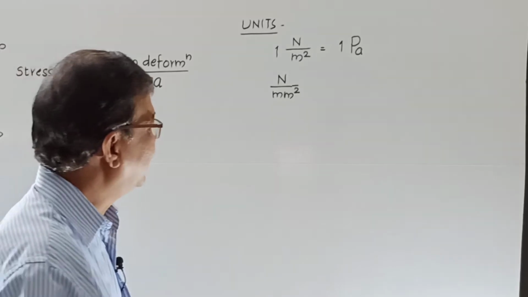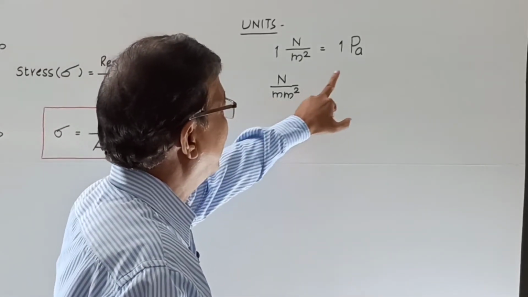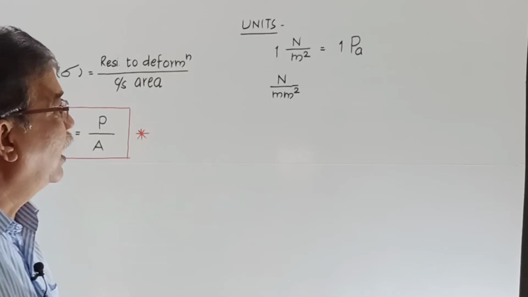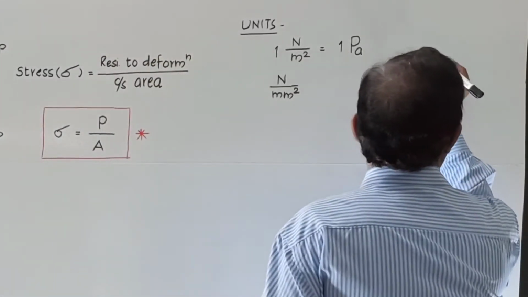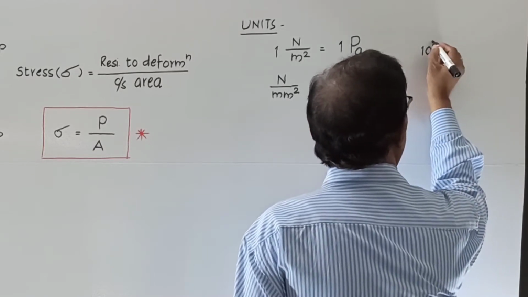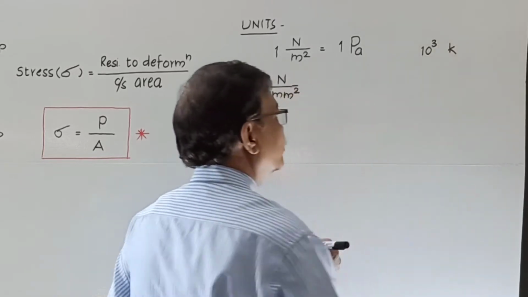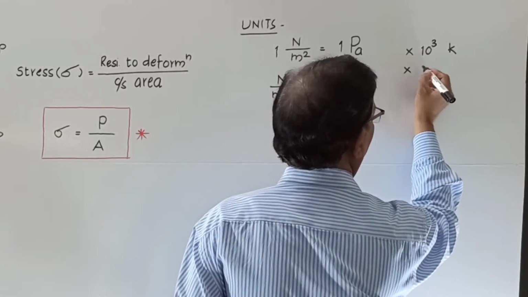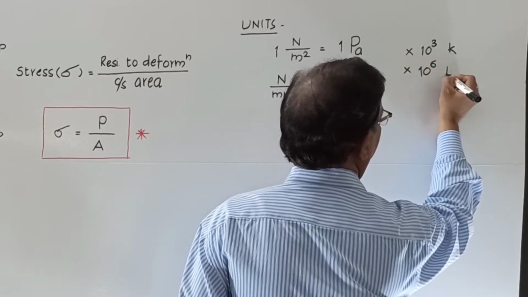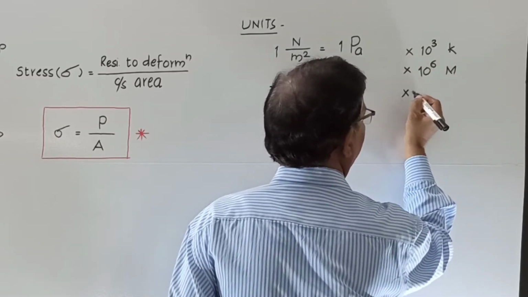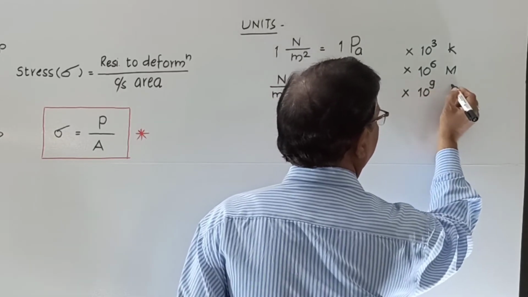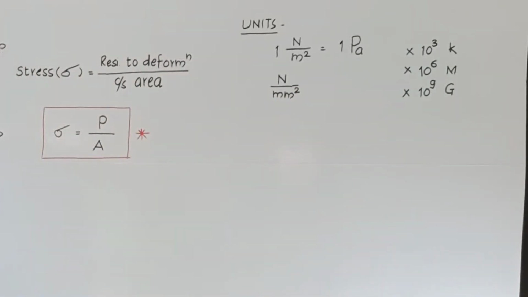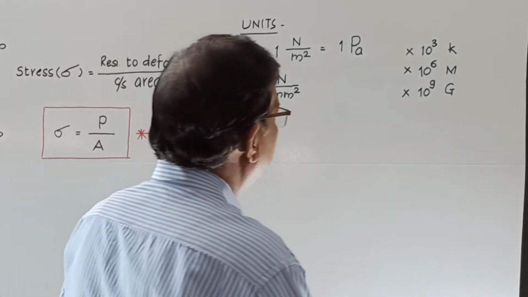Now let us see what is the relation between Newton per mm square and this one. As far as the units are concerned, whenever it is multiplied by 10 raised to 3, it is kilo. K is small. Whenever it is multiplied by 10 raised to 6, it is mega. Whenever it is multiplied by 10 raised to 9, it is giga. What do you mean by this one? 10 raised to 3 means kilo.